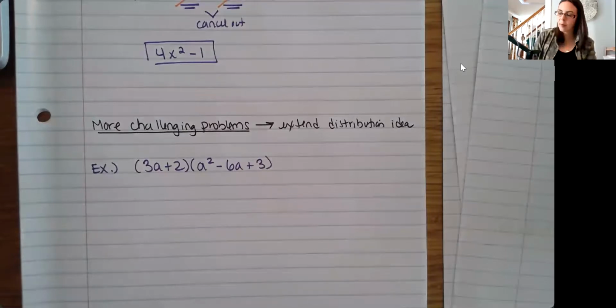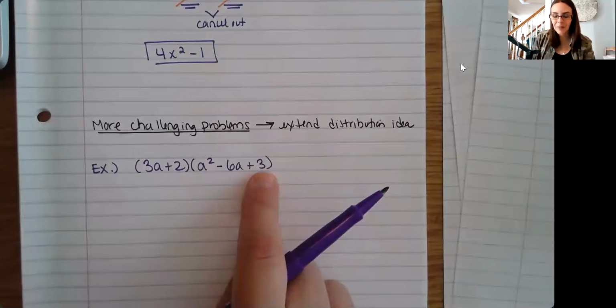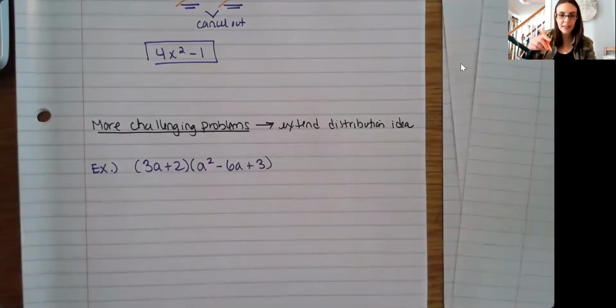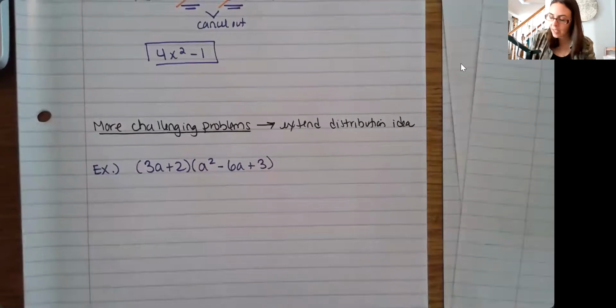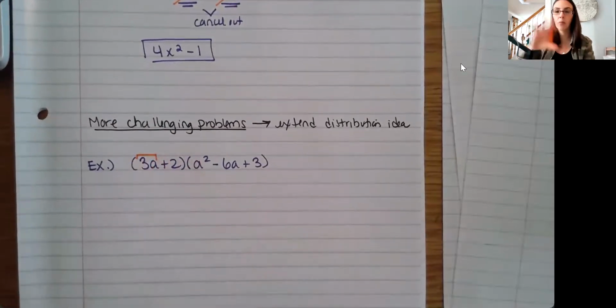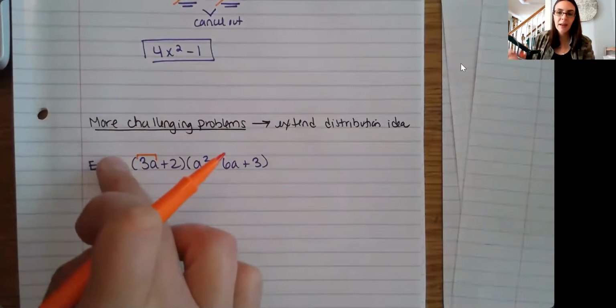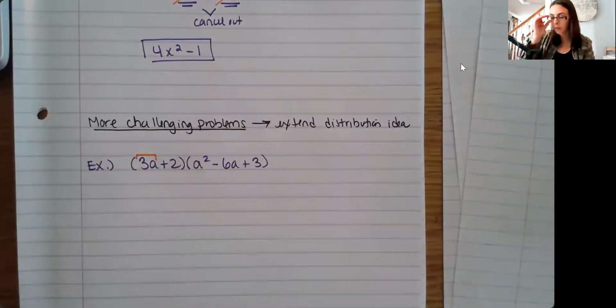So notice here I have a binomial and a trinomial. I haven't done anything like this before. But what we're going to do is the same idea of distributing through. And we always take each term in the first polynomial and bring it to the second. You can go the other way. It's not wrong if you want to go this way, but it just tends to be a little bit more confusing for people. So we're going to stick with that left to right idea.